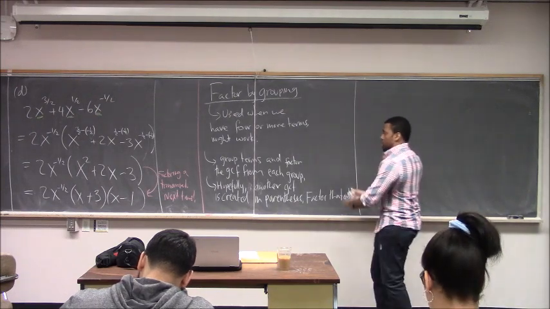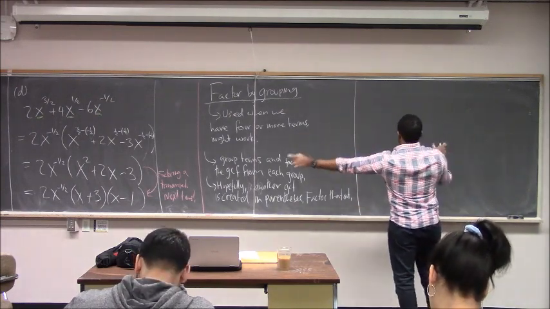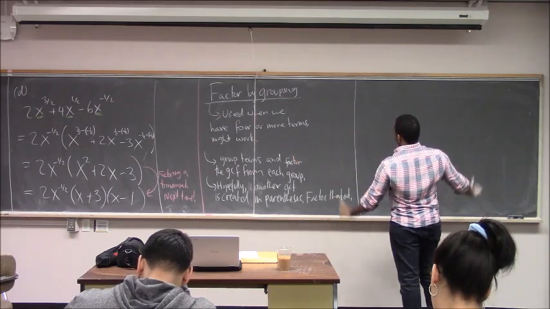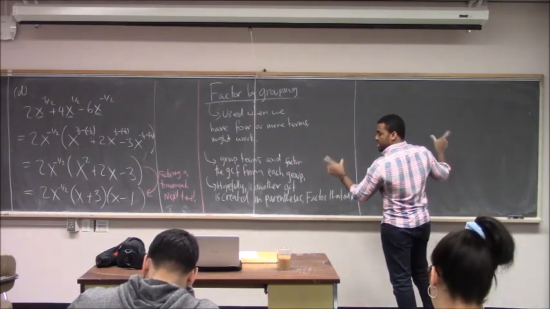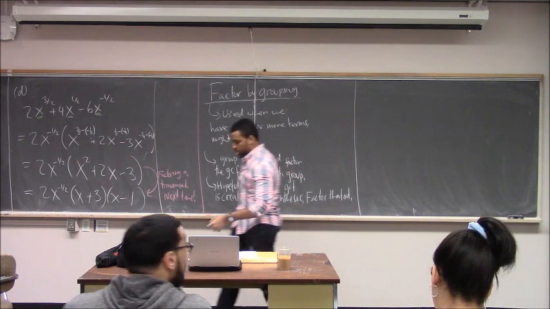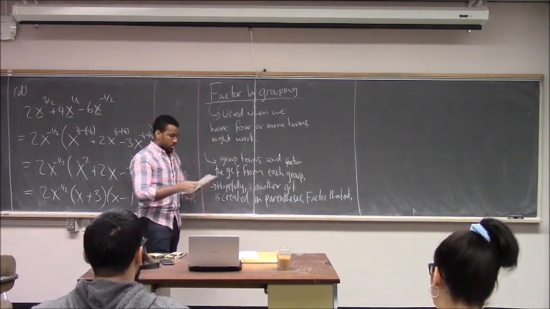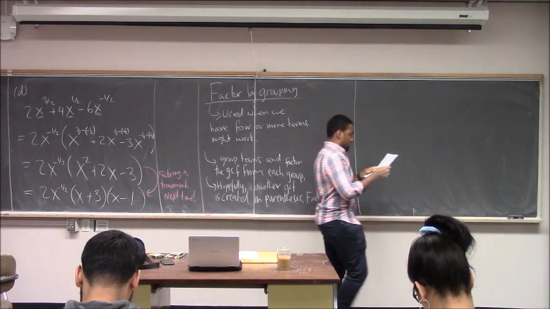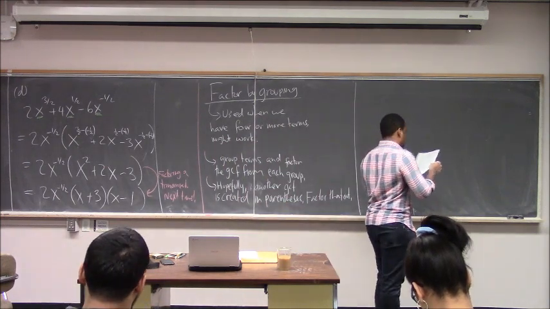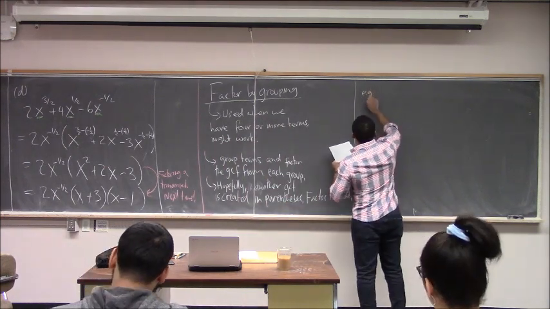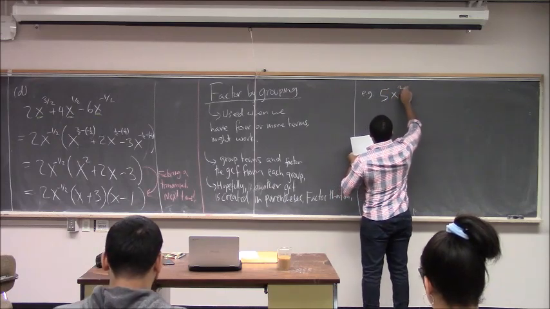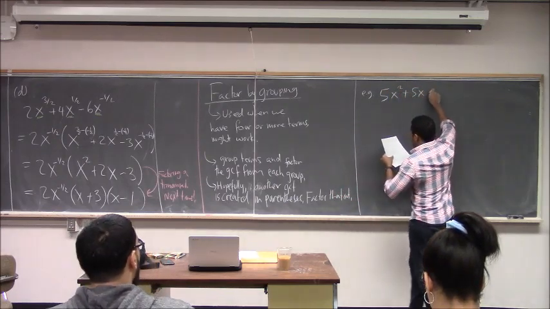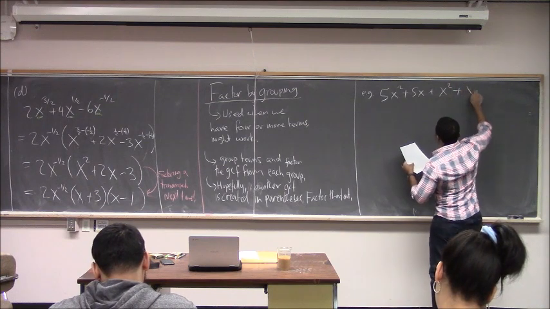But hopefully you separated the groups, factor out a GCF from 2 groups separately, and the goal would be to have what's left over in the parentheses be another GCF. It would be the same thing. Let's do an example of that. So for example, 5x squared plus 5x plus x squared plus x.